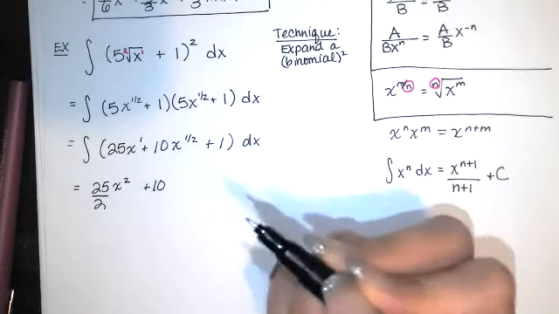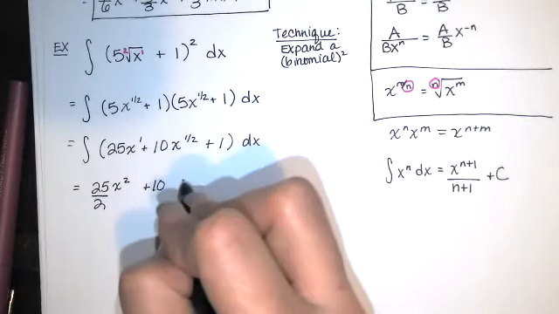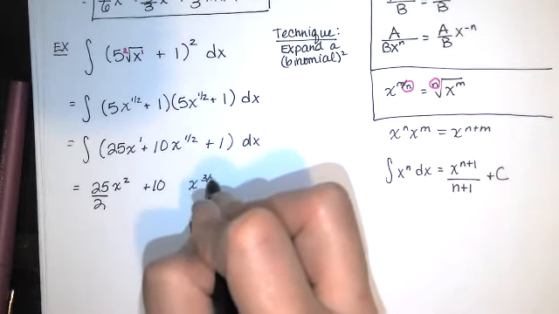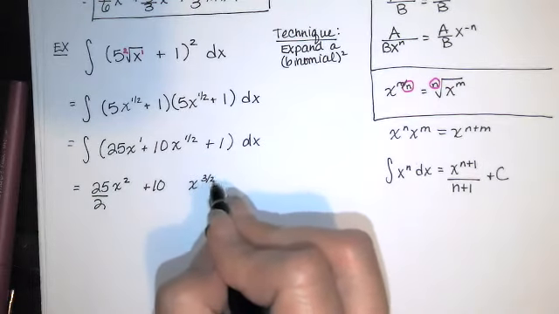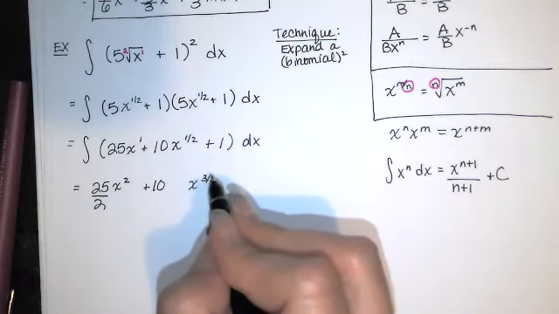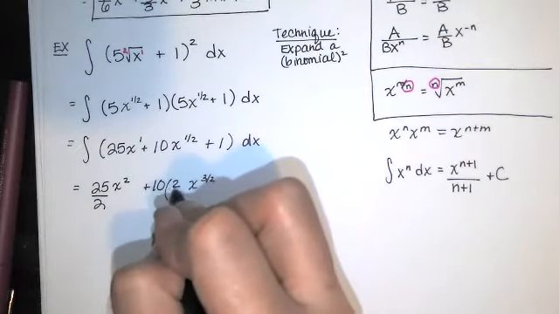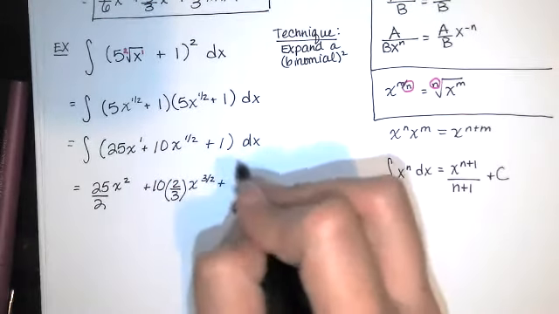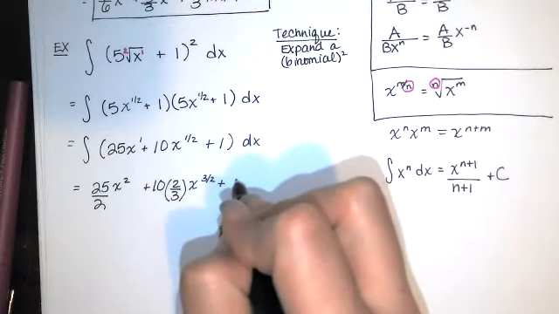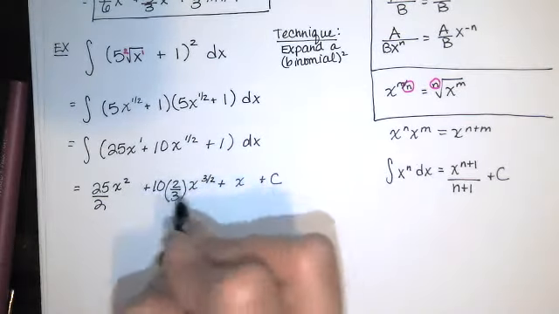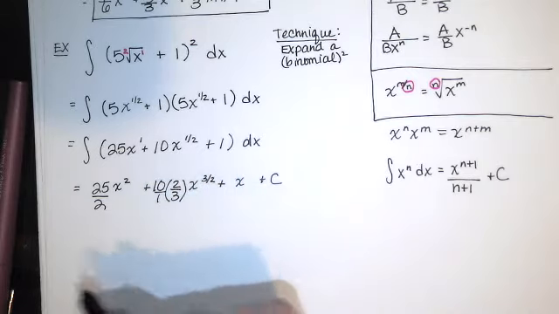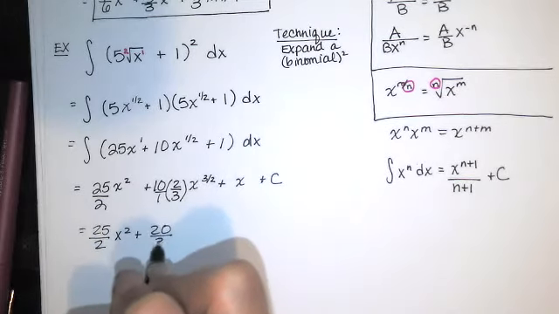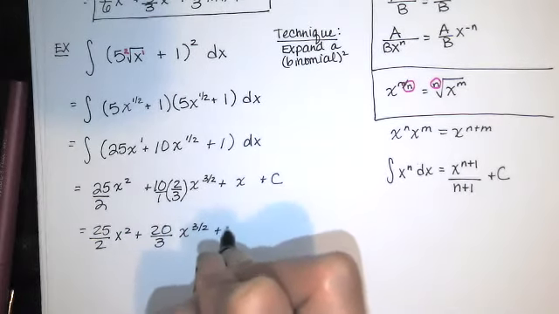Here, I bring my constant down, then I add 1 to this exponent. 1/2 plus 1, 1/2 plus 2 halves, that's 3 halves. And then we're going to divide by 3 halves. Dividing by 3 halves is the same as multiplying by the reciprocal. So we're multiplying by 2/3. And then we take the antiderivative of 1 with respect to this variable x is just 1 times x. Don't forget your c. Multiply straight across over here. There's an implied 1 in that denominator. So you've got 25 over 2 x squared plus 20 over 3 times x to the 3 halves plus x plus c.